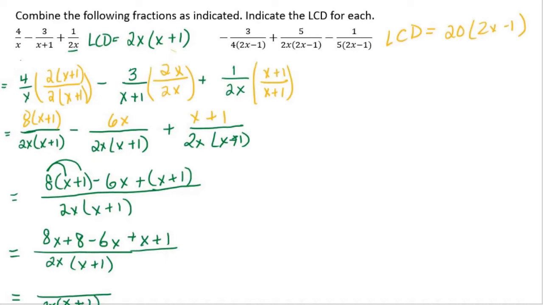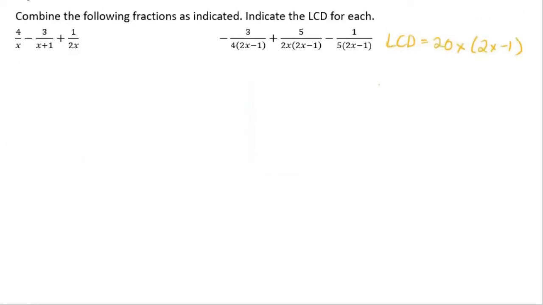Okay, collecting like terms, I have 8x minus 6x is 2x. 2x plus x is 3x. And then the numbers, 8 plus 1 is 9. And if you've covered some factoring, you might be tempted to simplify that top part of the fraction, but we don't need to. That's a perfectly satisfactory final answer.